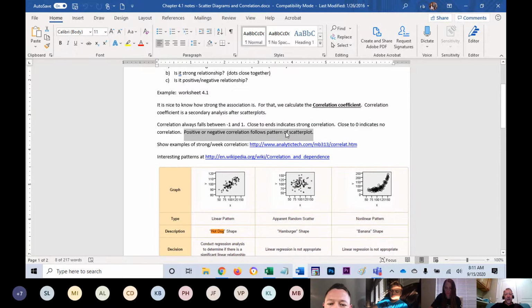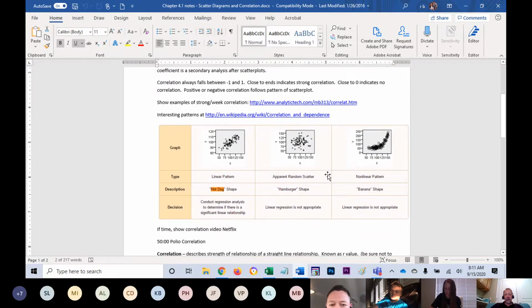Now, I'm going to show you guys how to calculate the correlation coefficient. The correlation coefficient always assumes it's a straight line pattern. If it's a curved pattern like this, then you should not use the procedure we're going to use for the correlation coefficient.